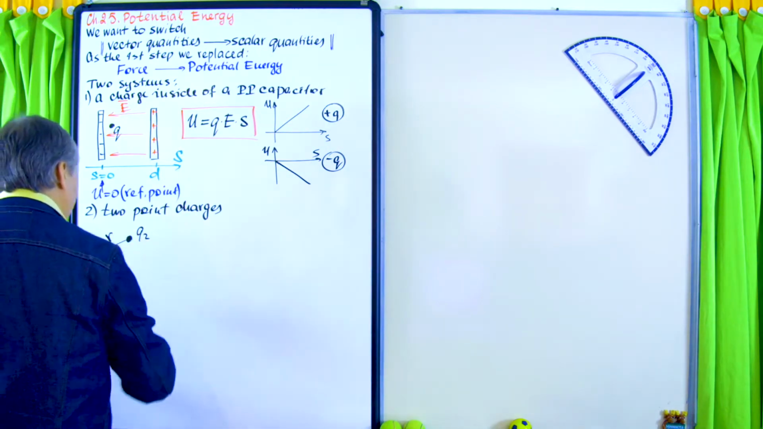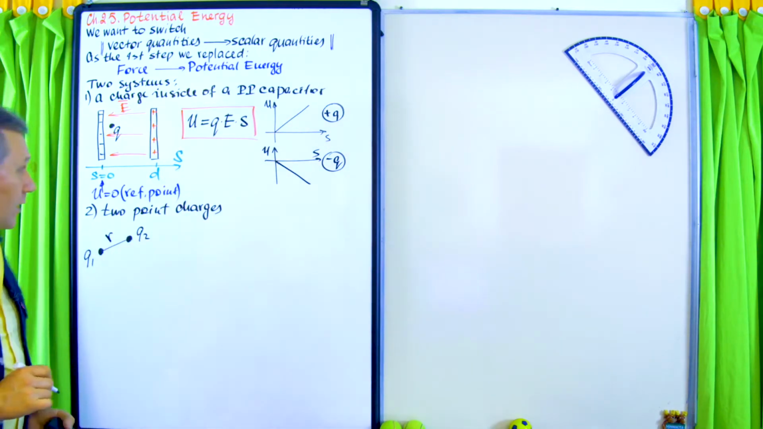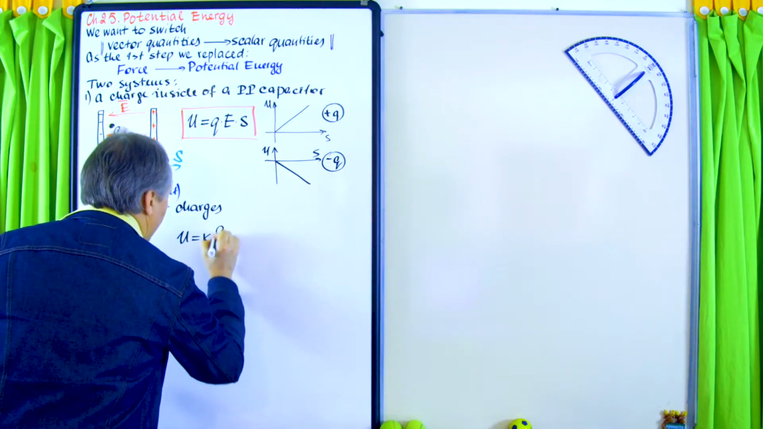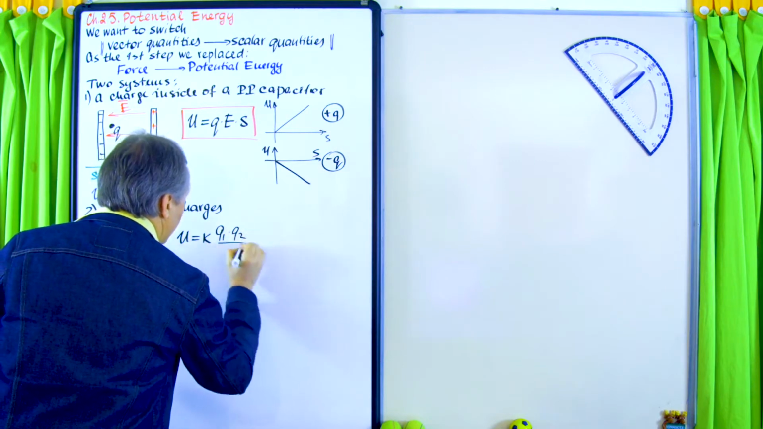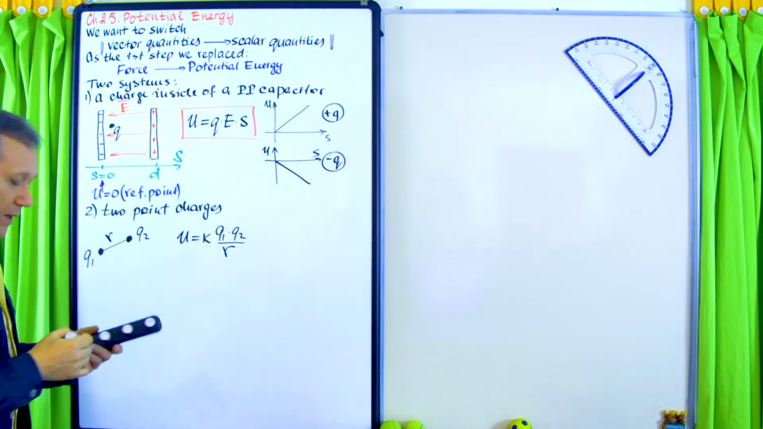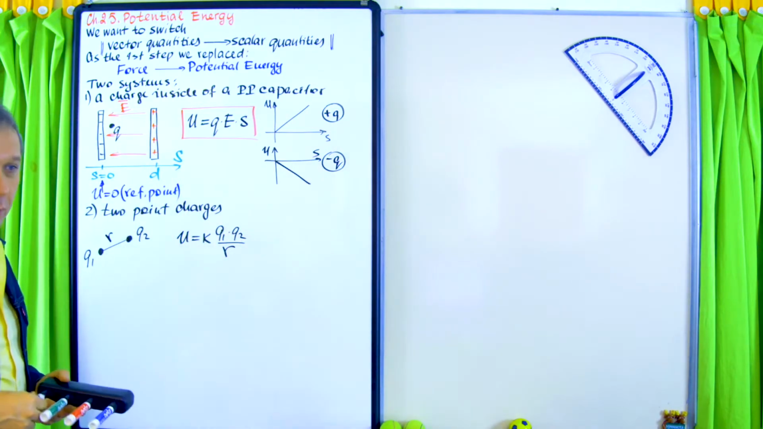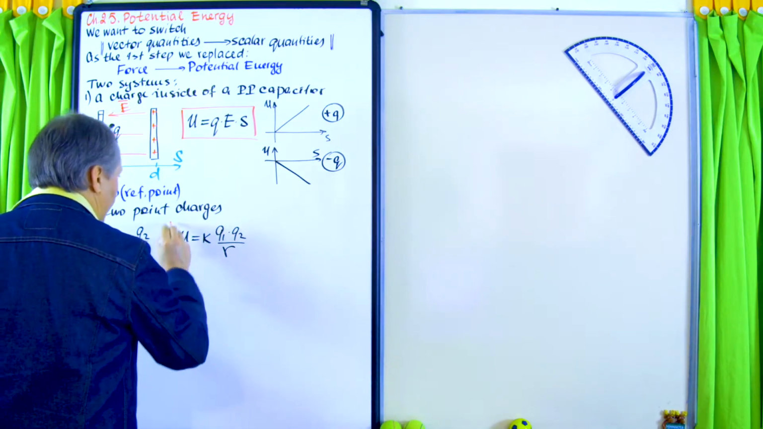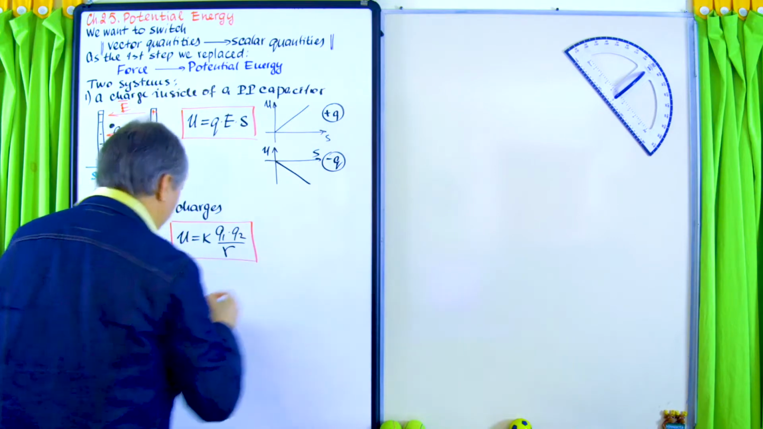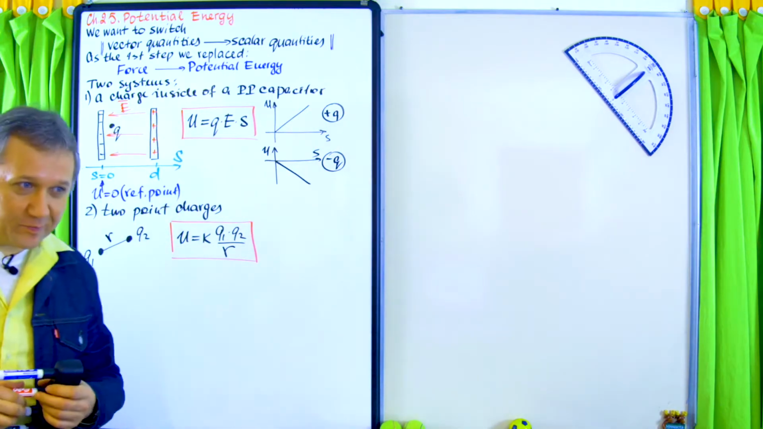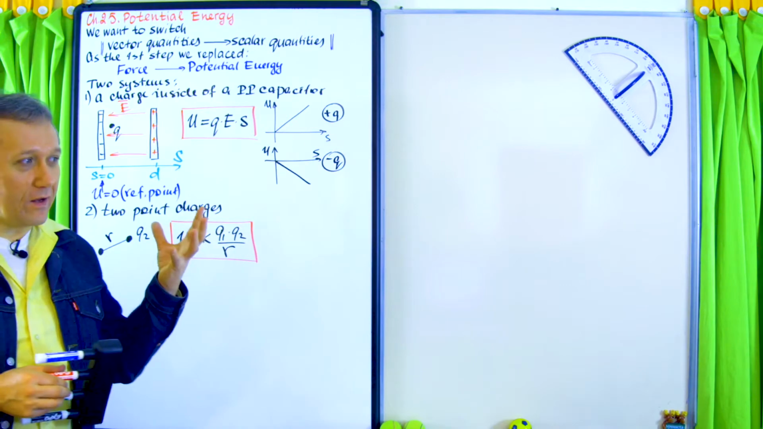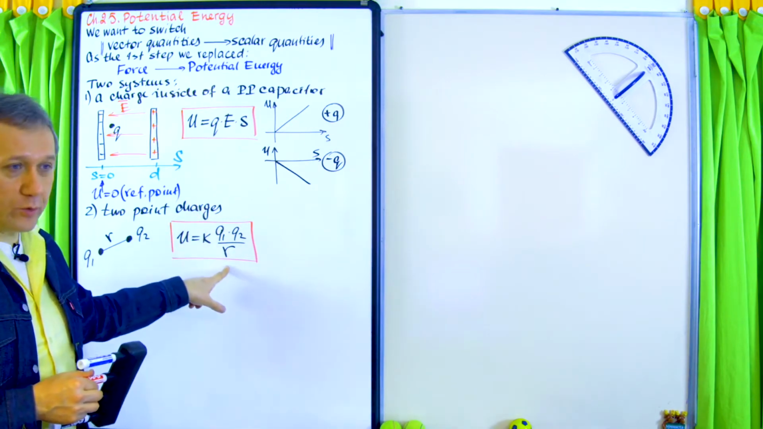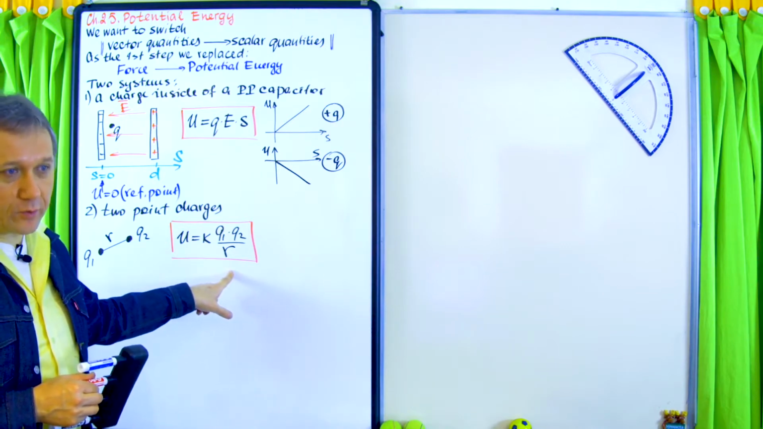Q1 and Q2 at the distance r, then potential energy in this case, U equals k, the product of two charges Q1 and Q2, divided by the first power of r. Again, that is a scalar quantity, so it doesn't have directions. Let me frame it. And where is the reference point? Again, the point where this potential energy goes to 0. When r goes to infinity, potential energy goes to 0.